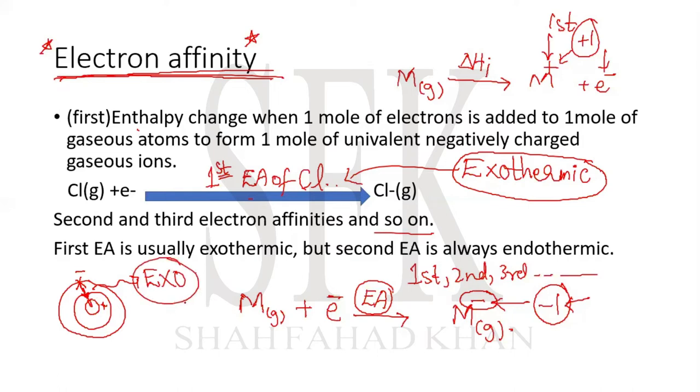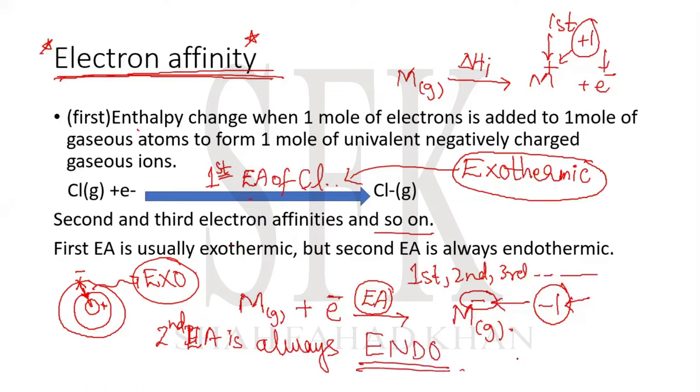But here's an interesting fact. Second electron affinity is always endothermic. It's never exothermic, it's always endothermic. Any suggestion why? Anyone?